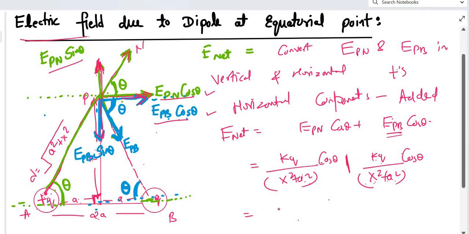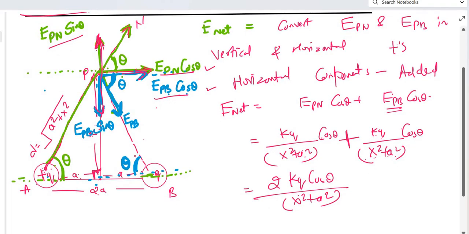So what can we do? We can add these two. So 2KQ cos theta by (x square plus a square). Now we should know what is cos theta. That is our problem. What is cos theta?